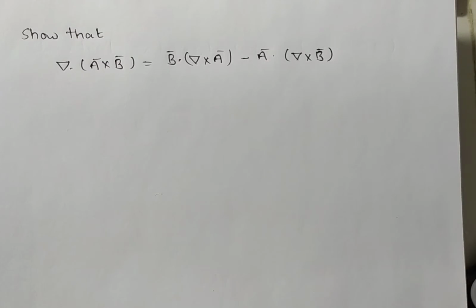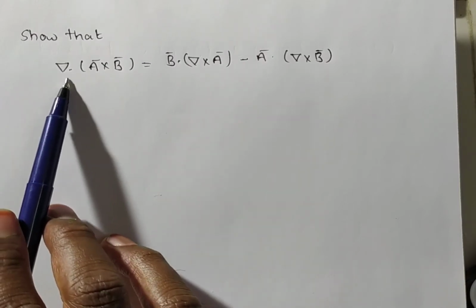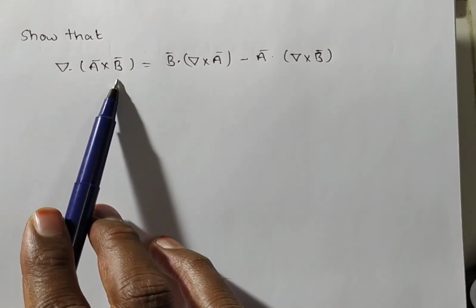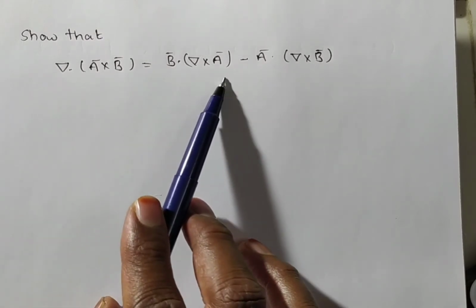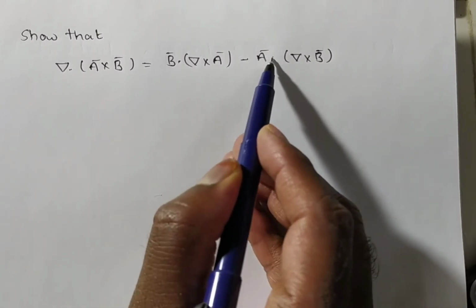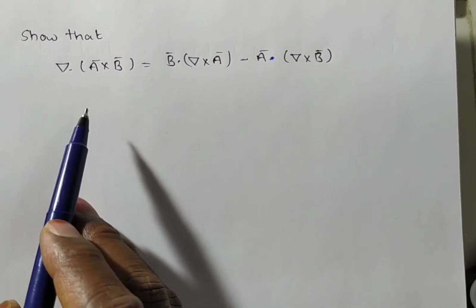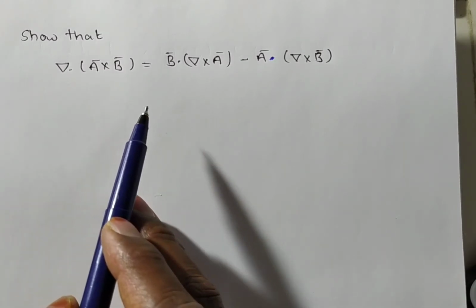Friends, in this video we are discussing one of the important properties of the divergence and curl. We have to show that del dot (a bar cross b bar) is equal to b bar dot (del cross a bar) minus a bar dot (del cross b bar). To prove this, we have to use some formulas. What are the formulas we are using?